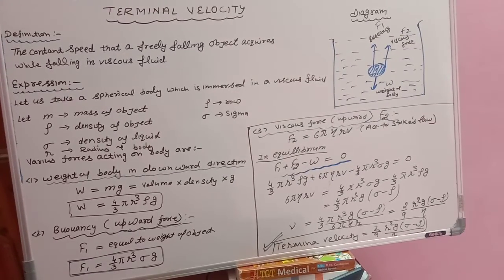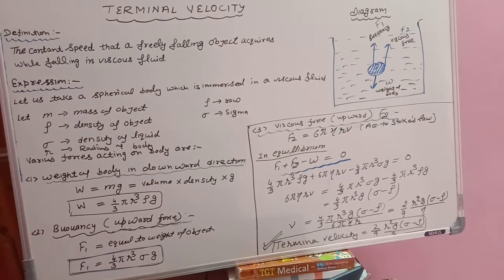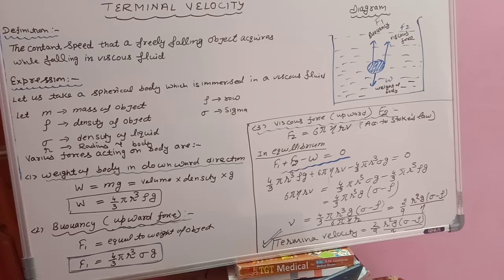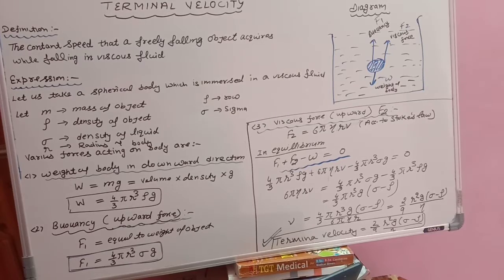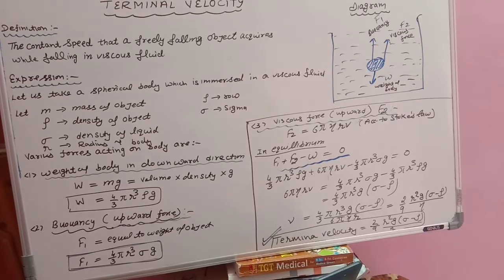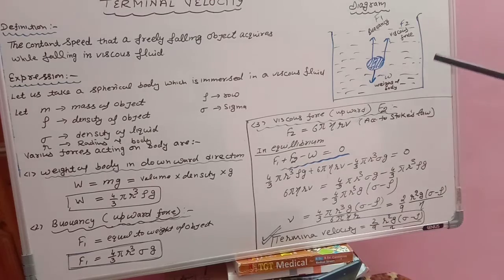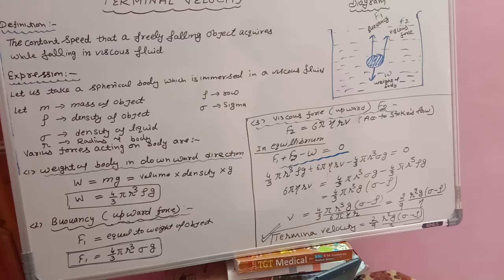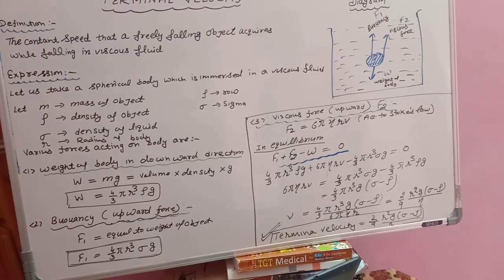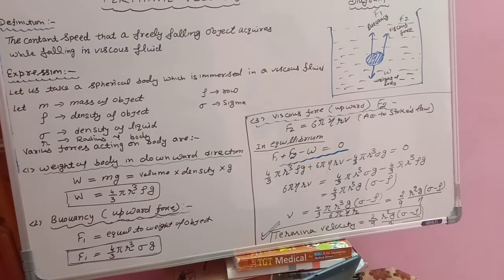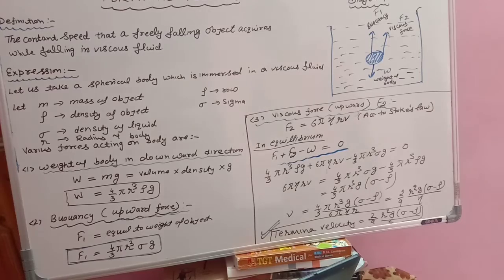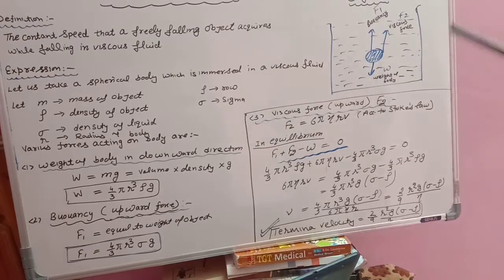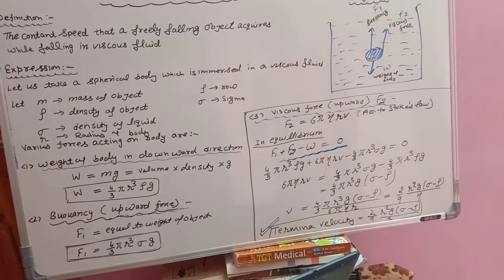Okay, so students, our today's topic is terminal velocity. Terminal velocity is also related to viscous fluids only. So let us see the first diagram. Students, in the diagram I have taken one container. In this container I have taken a viscous fluid. You can take glycerin, you can take honey, or you can make any viscous fluid by yourself also by adding external materials in it. Okay, so let us see now the diagram.